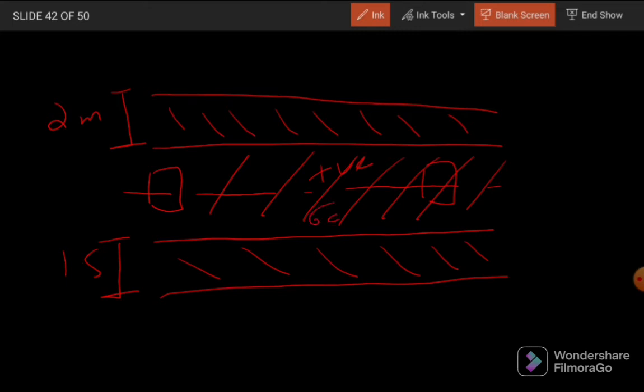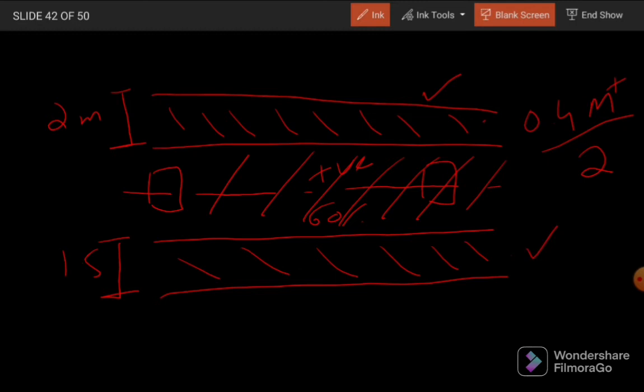60% is resisted by the column strip. So the remaining 40%, 0.4 times M positive, will be resisted by these two middle strips. So the question is, either we will divide it by 2 and assign half portion to this middle strip and half portion to this middle strip.